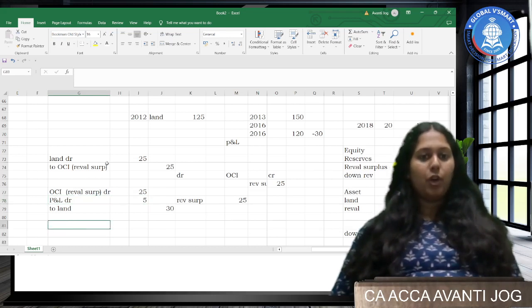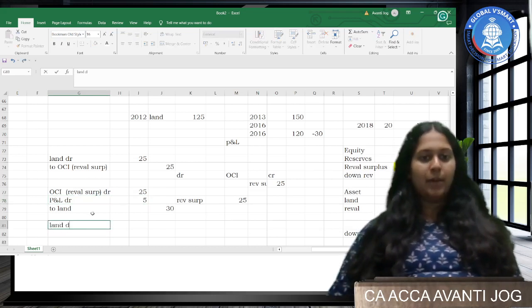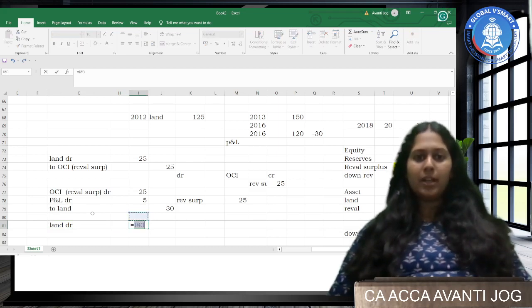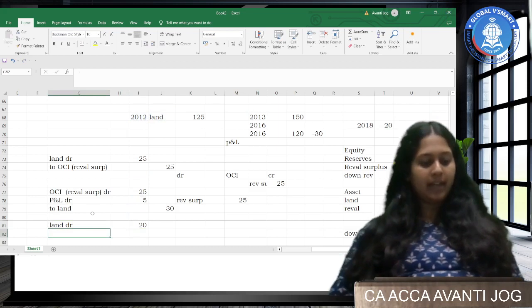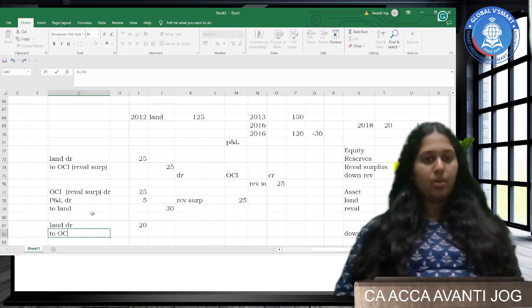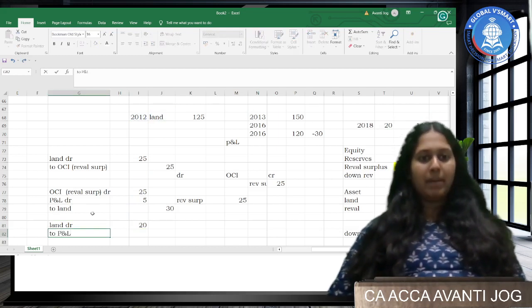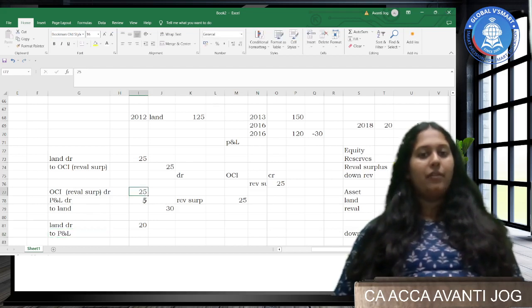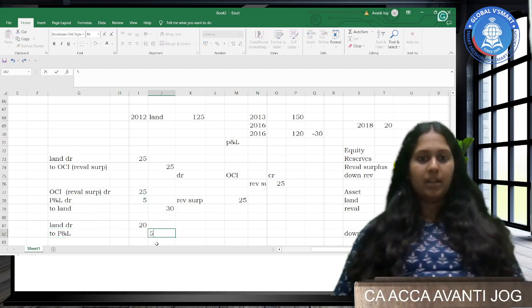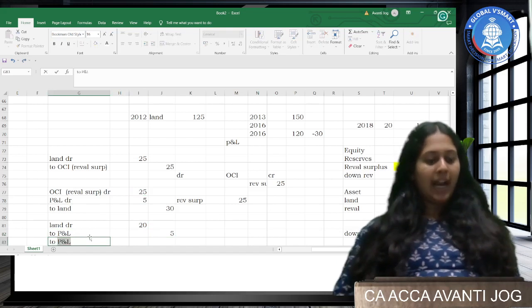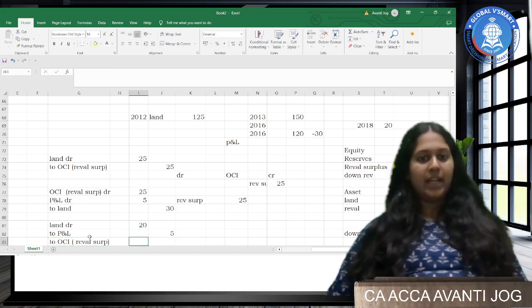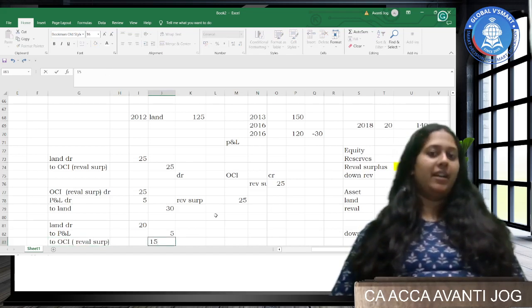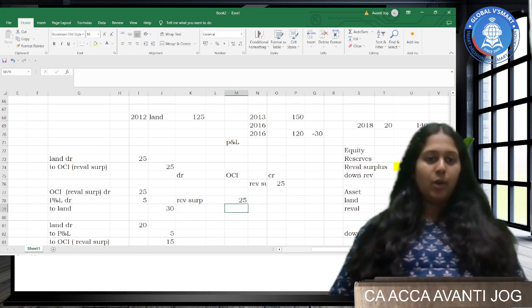Okay. First of all, obviously, land will be increased. Land will be increased how much? Total kitna hai? 20. Correct? To P&L. P&L kyun? Kyunki pehle maine jo ye loss book kiya tha 5 ka, usko main recover karungi. So to P&L 5 and to OCI revaluation surplus. Uske baad jo bhi bachta hai, wo main revaluation surplus ko leke jaungi, which is how much? 15. Okay. I hope that is clear.